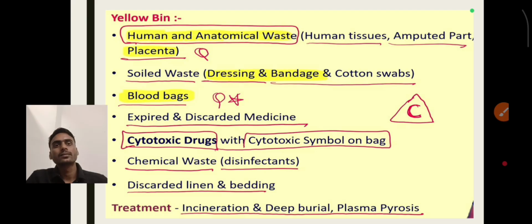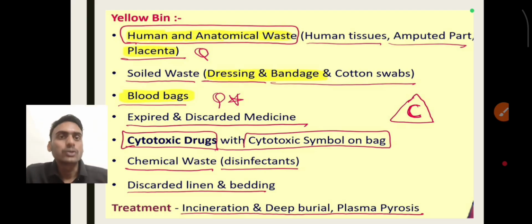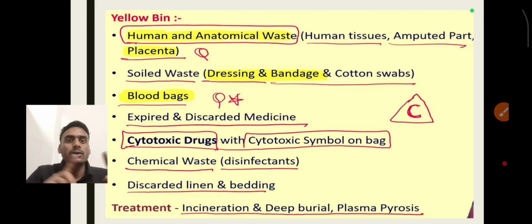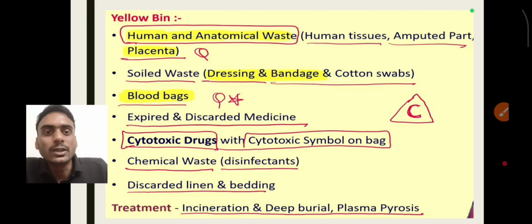And then soiled waste like dressings, bandages, cotton swabs, or blood bags we have to place in the yellow bin. Also expired or discarded medicine, cytotoxic drugs, chemical waste, disinfectant, or discarded linen or bedding. All of this waste material we place in the yellow bin, right?